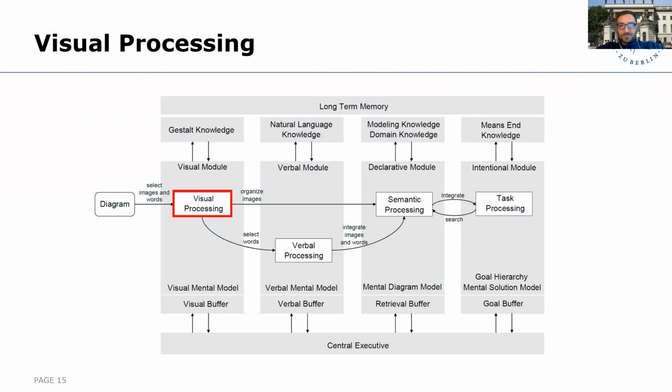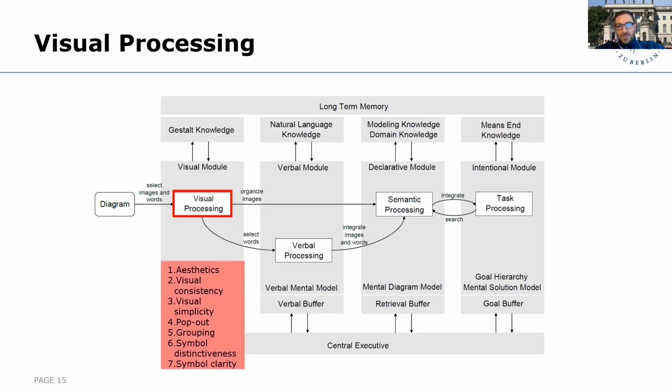following examples. So let's start on the left-hand side and look at visual processing. If we consider visual processing, prior literature has identified a whole long list of different criteria that can be grouped into these 7 categories as you read them here. So there's visual aesthetics. They're mainly discussed in graph drawing research. That means actually how we can draw graphs in a nice way. There's visual consistency, visual simplicity, pop out of elements that are important and that are of interest. Grouping, so that we can identify which things belong together.